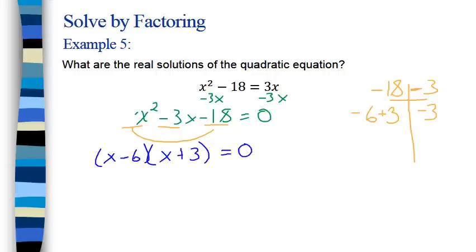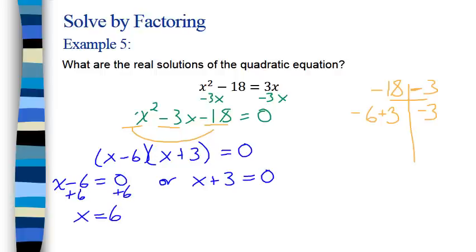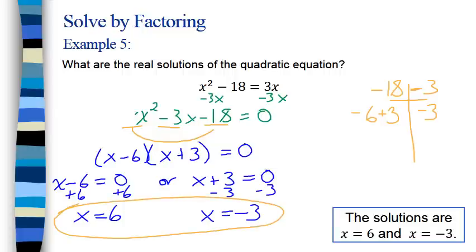Utilizing the zero product property, we can rewrite this as x minus 6 equals 0 or x plus 3 equals 0. And utilizing our inverse operations, we can add 6 to both sides, so x equals 6, or subtracting 3 from both sides, x equals negative 3. So the solutions to our quadratic equation are x equals 6 and x equals negative 3.